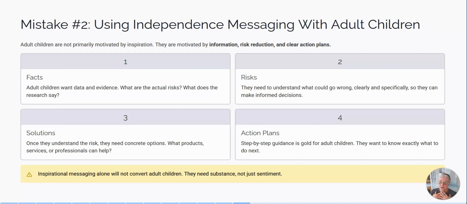Adult children want data, they want evidence. What are the actual risks? What does the research say? They need to understand what can go wrong. They need to have solutions step by step. Don't make them generalized. And if you don't know, or there is no research, or solutions are vague, then admit that. And whenever you do a message, don't ever say, I will.